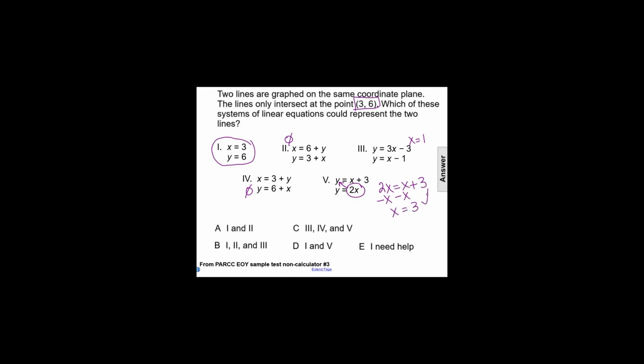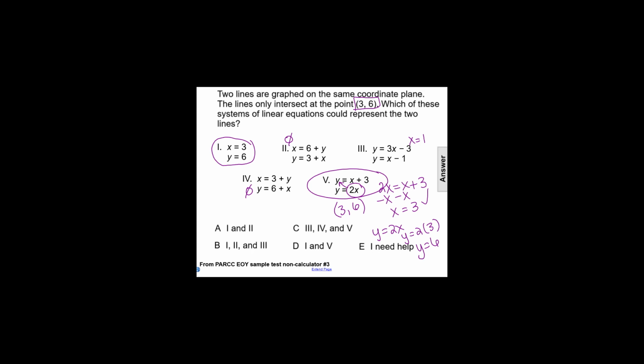Well, so far so good because in our solution, x equals 3. So now let's substitute that into either equation in the system and see what y equals. Well, y equals 2x, and we just found out that x equals 3, so 2 times 3, so y equals 6. So that fifth system does have a solution of x equals 3 and y equals 6. It has the ordered pair (3, 6) as the solution, which is what we want. So the fifth system does and could represent the two lines.